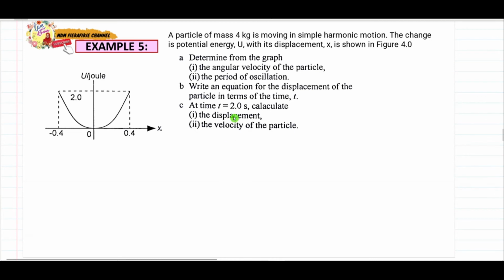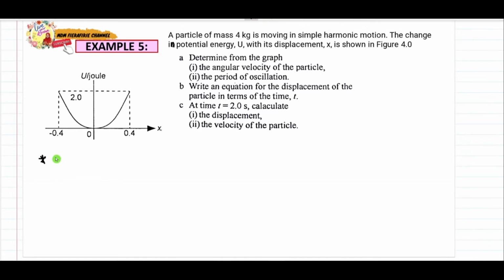Okay, example number 5. So here we have a particle of mass 4 kg moving in simple harmonic motion. The change in potential energy, so this is the change in potential energy U with its displacement x, is shown in figure 4.0. Okay, so this is the graph of potential energy.